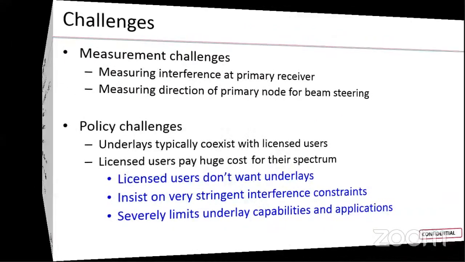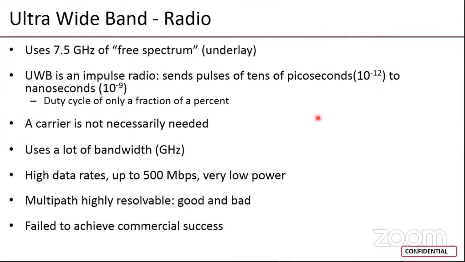So in order to overcome those challenges, we go for ultra wideband radio, which uses 7.5 gigahertz of free spectrum for underlay. Ultra wideband radio is an impulse radio that sends pulses in the range of tens of picoseconds to nanoseconds, and the duty cycle is only a fraction of a percent. The carrier is not necessarily needed. It uses a lot of bandwidth in the gigahertz range, and it also has high data rates of up to 500 Mbps with very low power consumption.